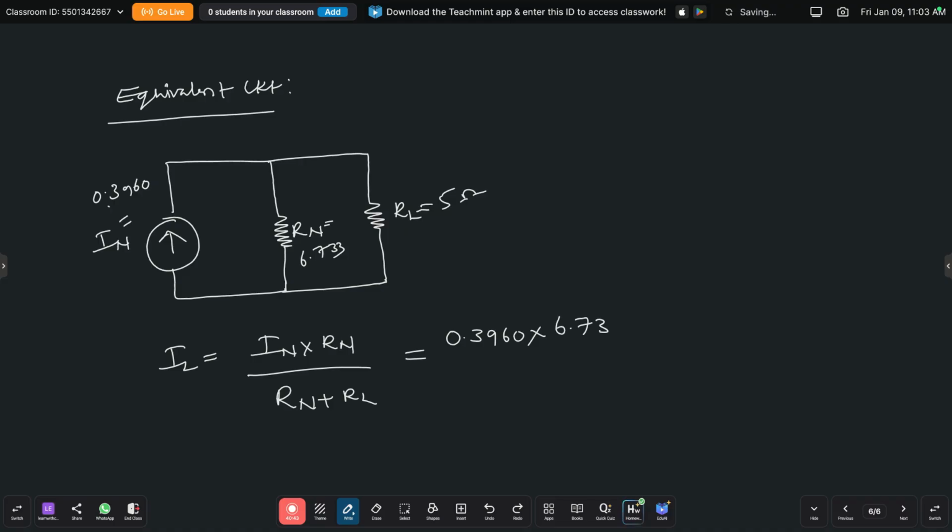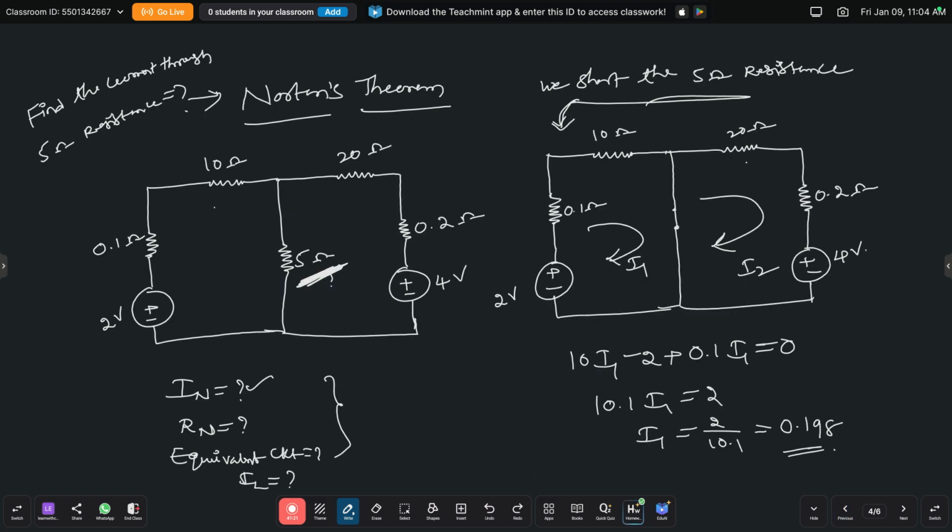RN is 6.733, by RN, 6.733, plus RL. RL is 5. Again, what is the value by using the calculator? 0.3960 into 6.733 by 6.733 plus 5. So that is equal to 0.227. So this is the total current which is passing through the 5 ohm resistance in the question.